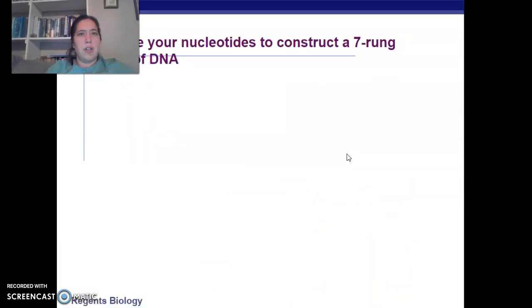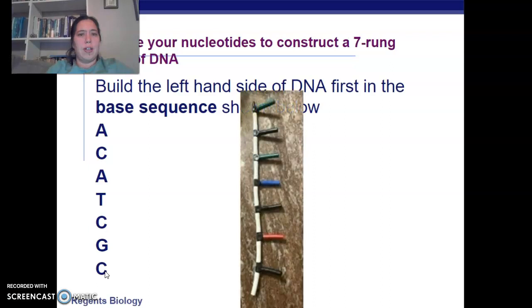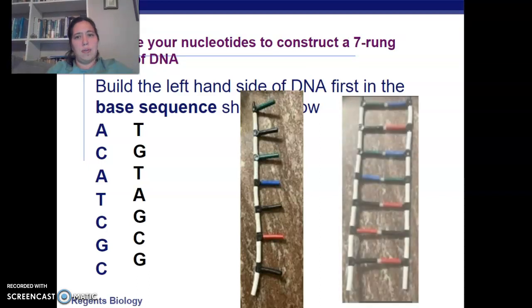All right, for those of you in class, you're going to use your nucleotides to construct a 7-rung ladder of DNA. So you're going to build the left-hand side using those nucleotides you created earlier, and you're going to use this base sequence: A, C, A, T, C, G, C. And it should look something like this. Now I want you to figure out what the complementary strand would be. And that's going to be T, G, T, A, G, C, G. And it should look something like this.